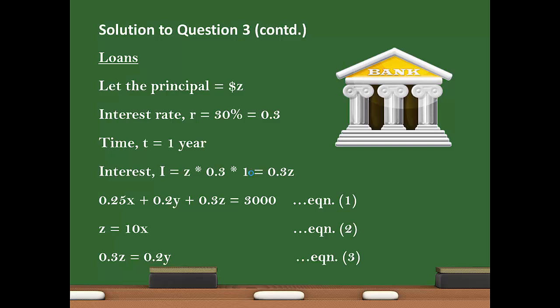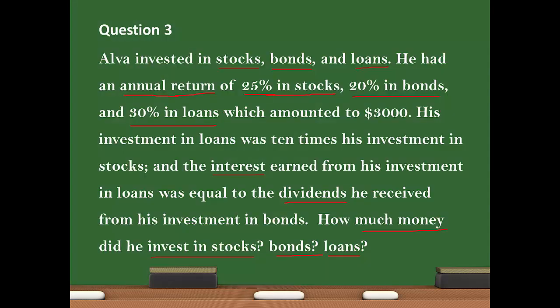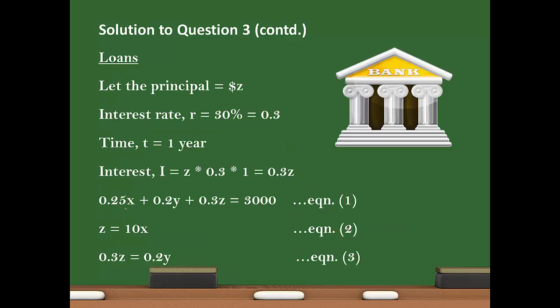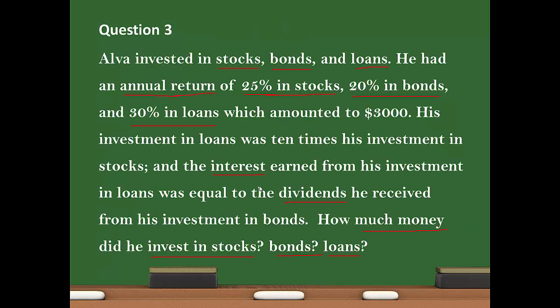So what do we do now first? We see that the annual interest is $3,000. So we have that 0.25x. This is the annual interest on the stocks. This is the annual interest or annual return or the dividends from the bonds. And this is the dividends from the loans. That gives you $3,000. Equation 1.